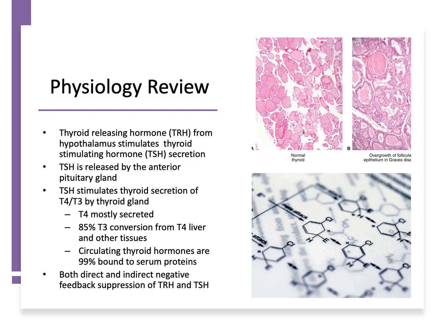Now, most of our circulating hormones are bound to proteins. Okay, so 99% are protein bound. So if you want to get an accurate measurement of your patient's T3 and T4 levels, you need to get a free, so an unbound level, to correctly interpret their true levels. And again, there's mostly a negative feedback suppression of our TRH and TSH.